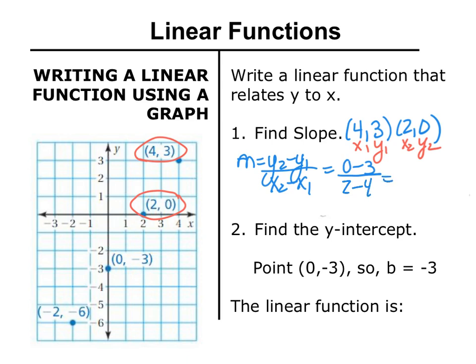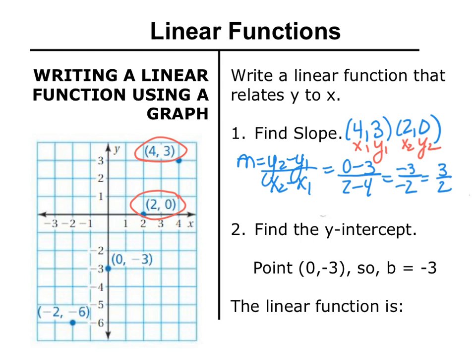Now I'm going to do the math. In the numerator, 0 minus 3 is negative 3, and in the denominator, 2 minus 4 is negative 2. A negative divided by a negative is a positive, so my slope is 3 over 2.